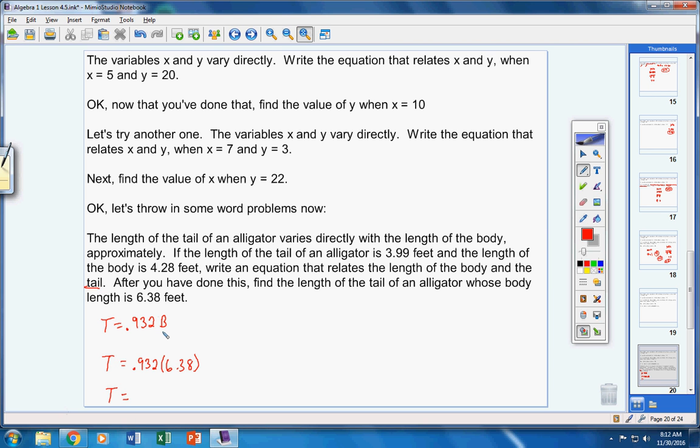Let me grab my calculator real quick here. So I have 0.932 times 6.38. And I'm going to get 5.95. If you round correctly, I'll put approximately here. Approximately 5.95 feet. And there's your answer. Now, you can round wherever you want to. That's not a big deal to me, okay? But the point is that's how you would find the length of the tail. It's really, really cool. Okay? Alright, moving on now.